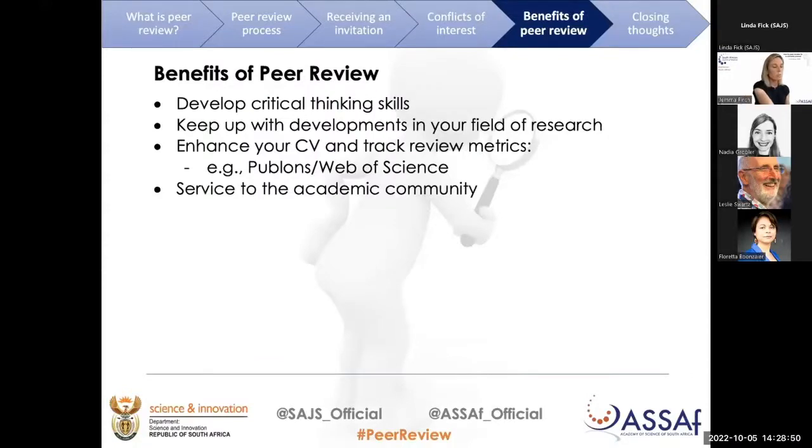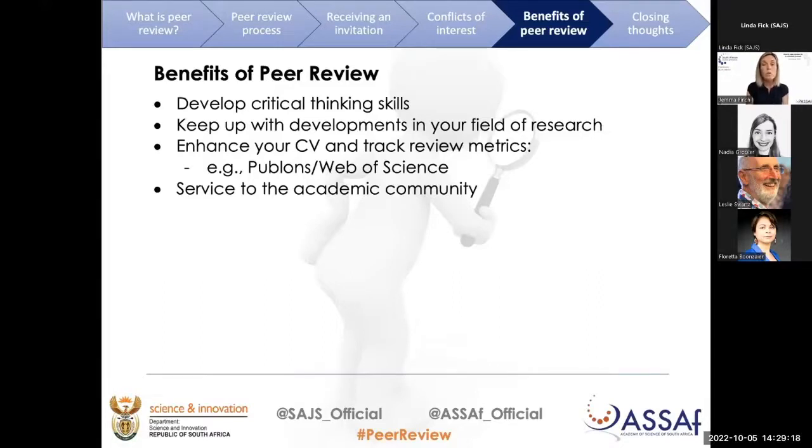Okay, why should you peer review? Well, first of all, it's a great way to develop your critical thinking skills. So it will change the way that you think as a scientist and actually end up improving your own work. If you're supervising, it will help you improve your supervision skills as well. These critical thinking skills are really core to what we do as scientists. It helps you stay current in your field.